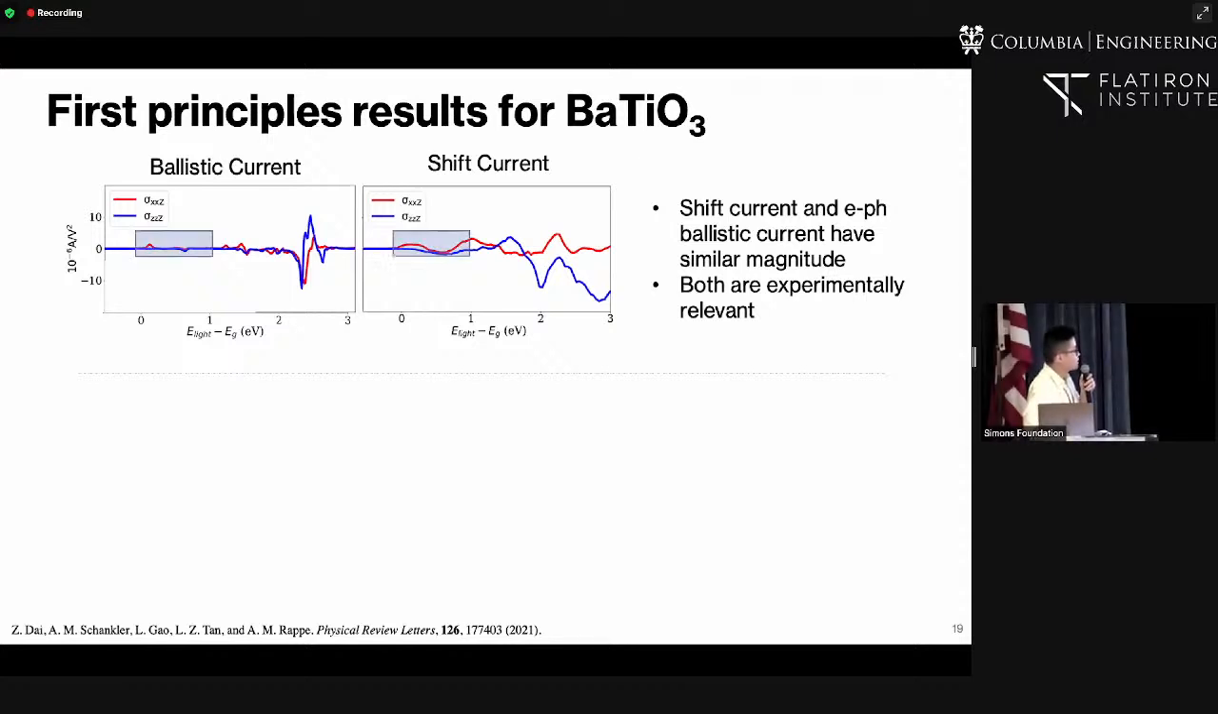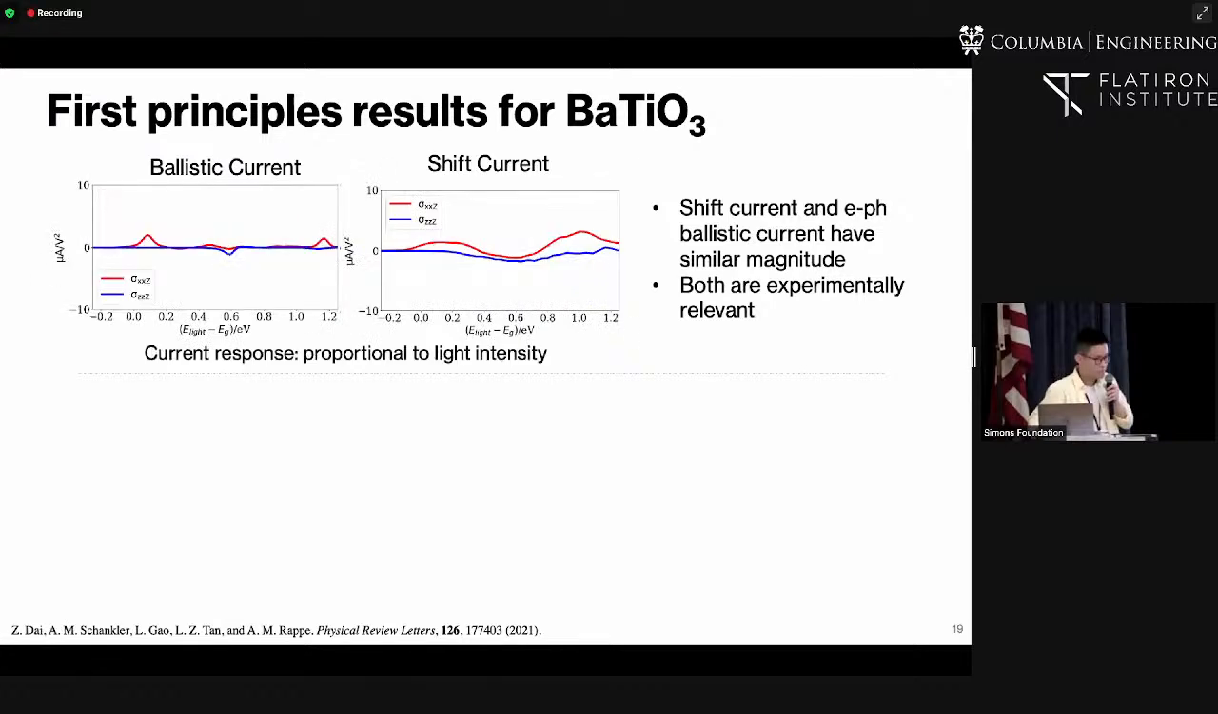So then we want to compare with experiments, and so we will focus on this region because we have the experimental data in this region. That's the zoom in of those regions, and I just want to tell you that here we're showing you the response tensor of the current, not really the real photocurrent. It's independent of the light intensity and also independent of the light penetration.